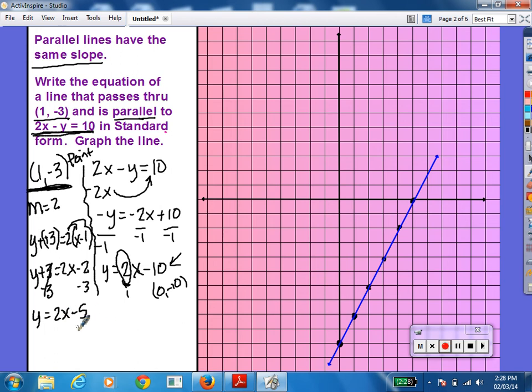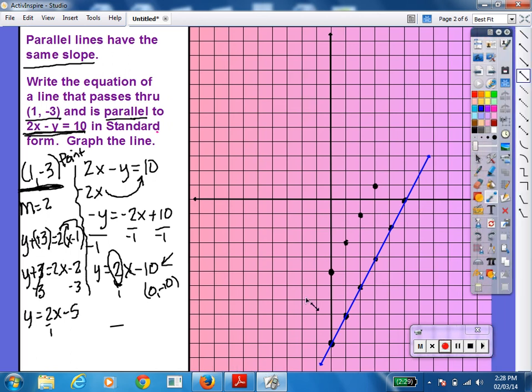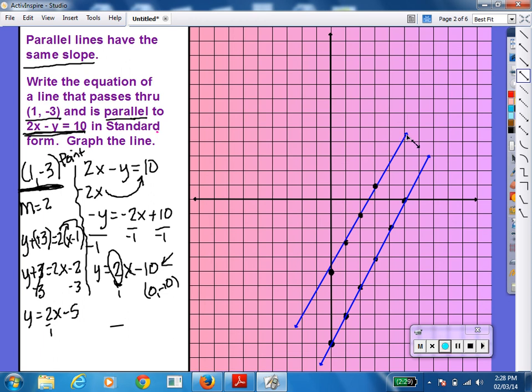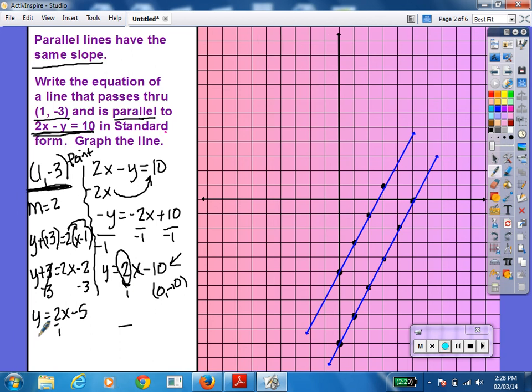So let's do our graphing. Our y-intercept is -5, so the point 0, -5. And our slope is rise 2, run 1, because remember, it's 2 over 1. Rise 2, run 1, rise 2, run 1. I've intercepted my x and y axis, so that's enough for us to see. And look at those perfect parallel lines because their slopes were the same.